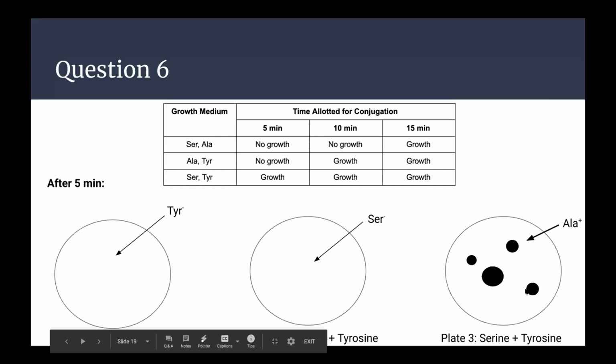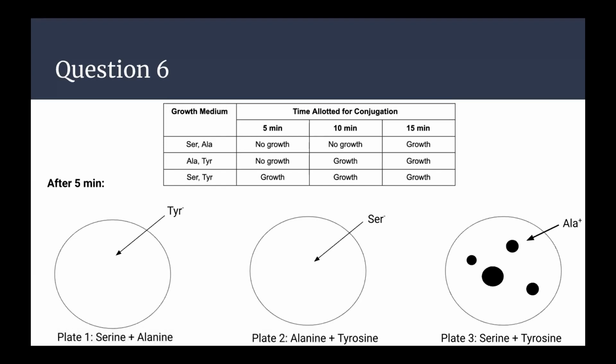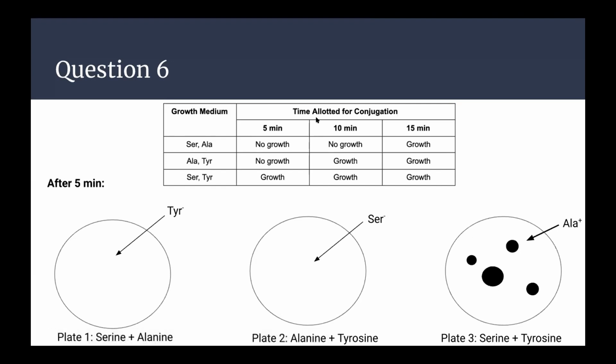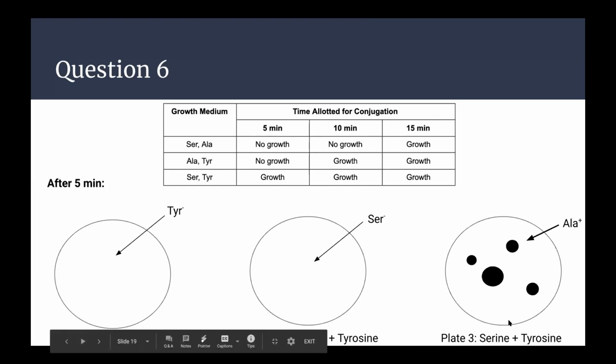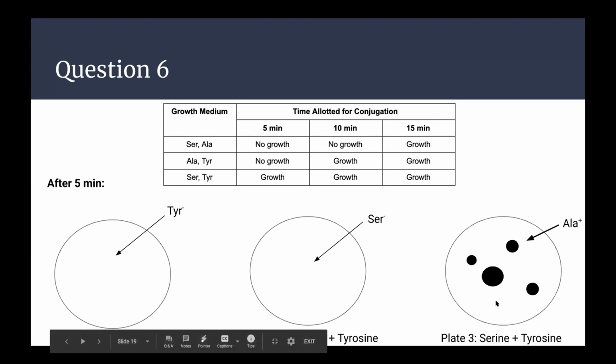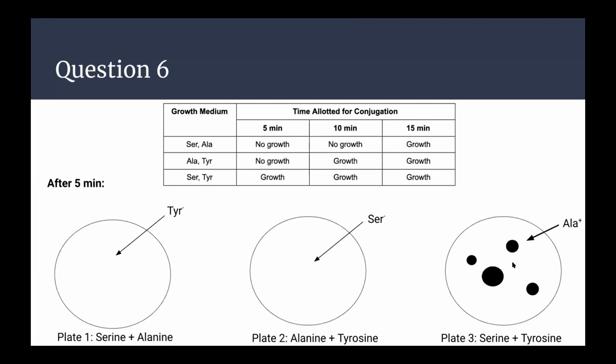Okay, so right now I'm just explaining what the experiment setup looks like. Like I said, you have plate 1 with serine and alanine, plate 2 with alanine and tyrosine, plate 3 with serine and tyrosine. Following this data, we stop conjugation after 5 minutes, and there's only growth on plate 3 with serine and tyrosine. So 5 minutes after conjugation means that some genetic information was transferred. We determined this by looking at plate 3 because there's growth here. The fact that there's growth means that the gene required for alanine synthesis is transferred first.